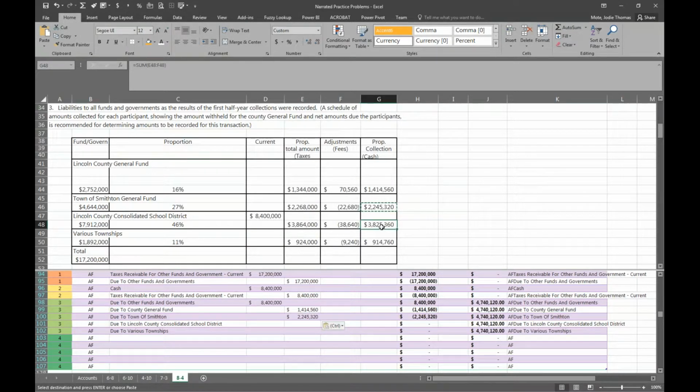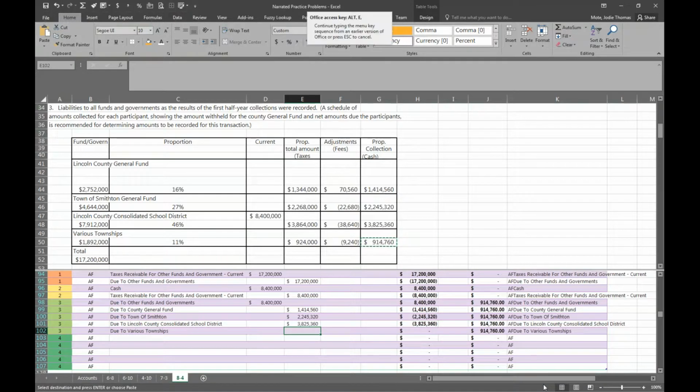And just looking slightly ahead here while I'm copying and pasting, there won't be an entry for number 3 for the funds, because we've already recorded the receivable back in number 1. So that part's done. And we haven't sent them any cash yet, which we're about to do in the next problem. All right.